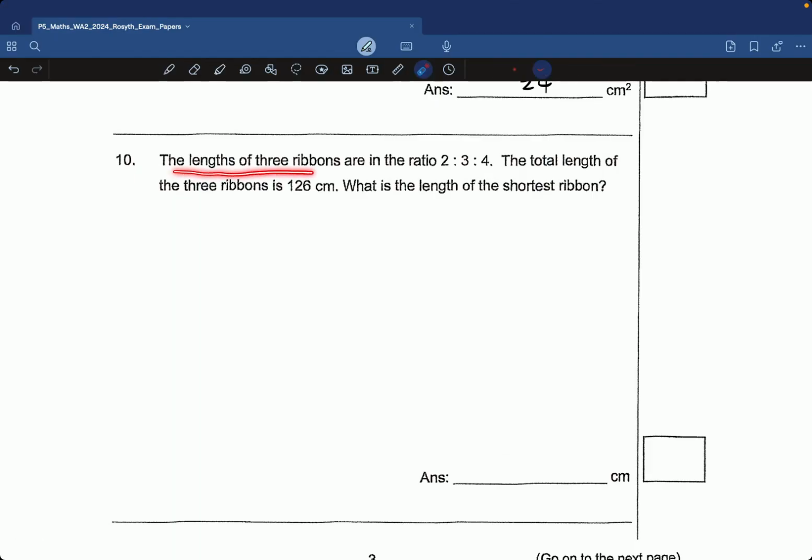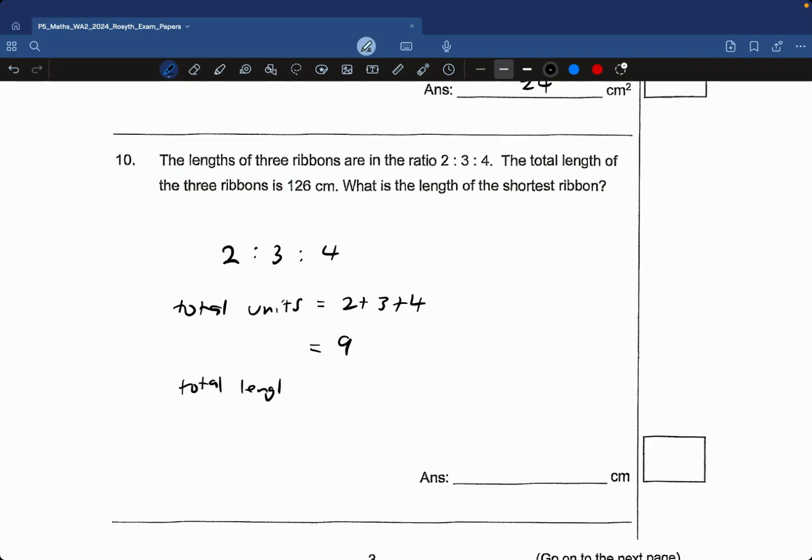The lengths of 3 ribbons are in the ratio 2 to 3 to 4. The total length of the 3 ribbons is 126 centimeters. What is the length of the shortest ribbon? So you have 2 is to 3 is to 4. The total units is equal to 2 plus 3 plus 4, which is 9. So the total length is equal to 126, so 9 units is equal to 126.